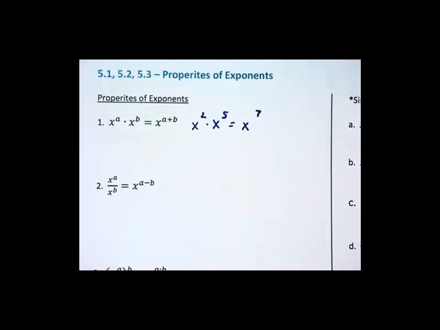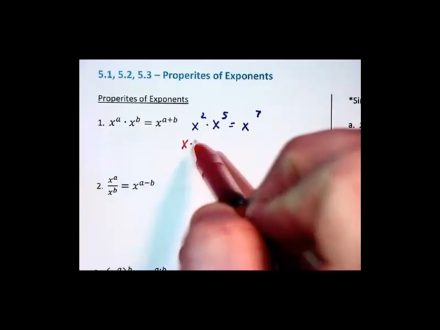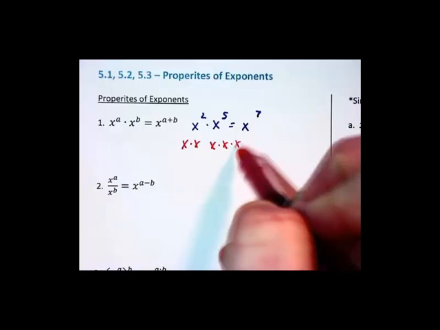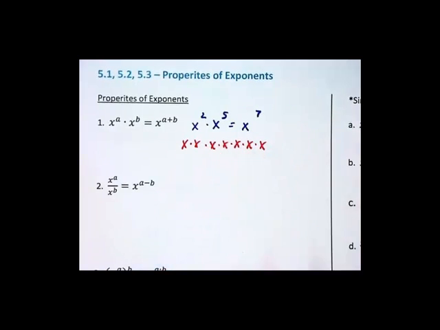Now the reason this is true is because the x squared represents x times x, and we're multiplying it by 5 more x's being multiplied together, and that means altogether there are 7 x's being multiplied.